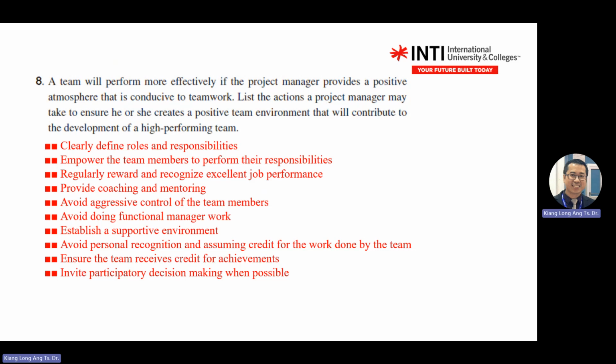You think of what you should not do. For example, avoid what? Avoid micromanaging or avoid aggressive control. The word aggressive here, avoid control, because the expert or subject expert, they don't like to be controlled actually. So you don't go and control them. You can make suggestions. Okay. Avoid overlapping with the functional manager. You don't overstep people's boundaries.